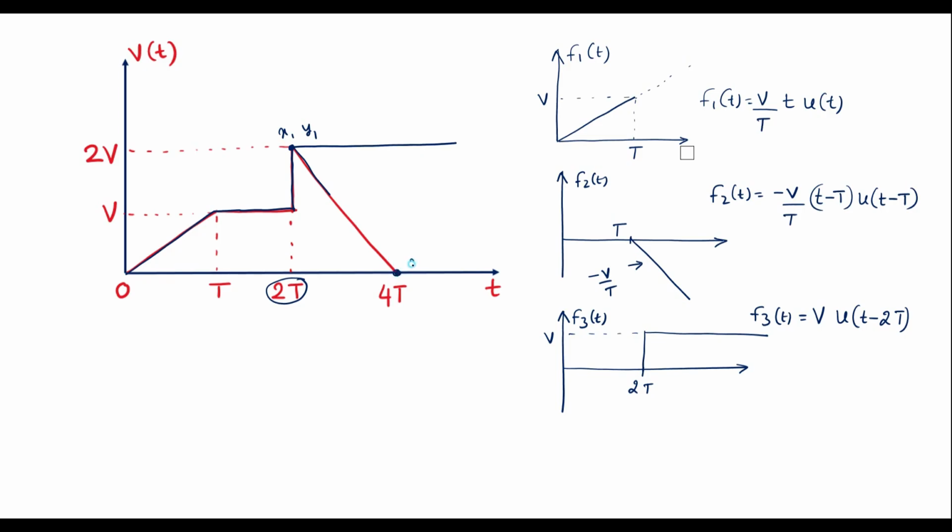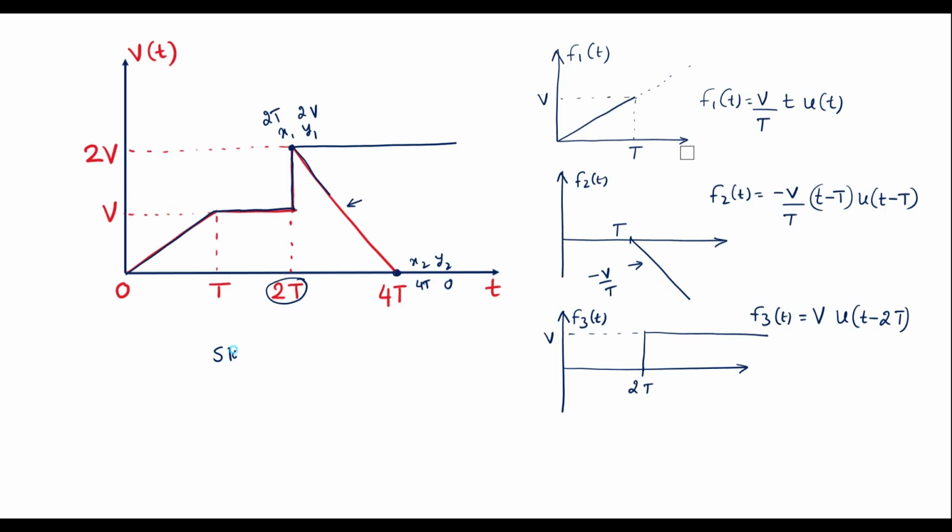This point is say (x2, y2). Here x1 is 2T, y1 is 2V, and x2 is 4T, and y2 is 0. Let me calculate the slope.